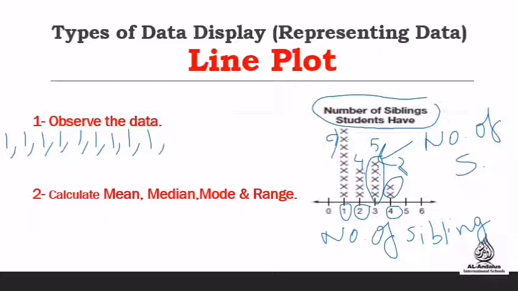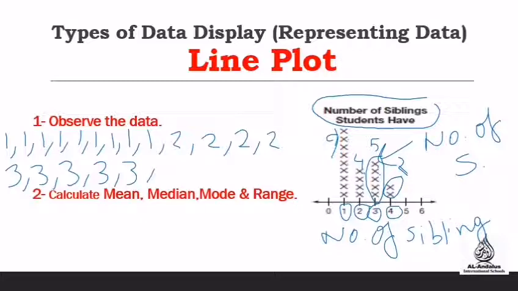Here, the 2 is repeated 4 times. So 2, 2, 2, and 2. Here the 3 is repeated 5 times. So 3, 3, 3, 3, and 3: 1, 2, 3, 4, 5. Here also the 4 is repeated 2 times, so 4 and 4.